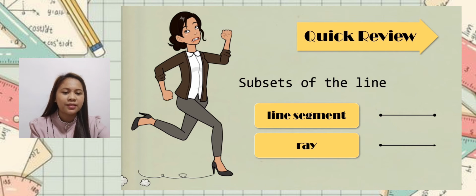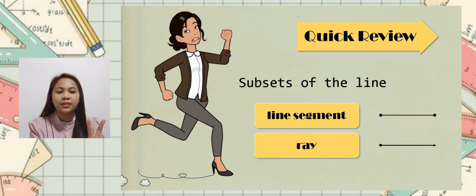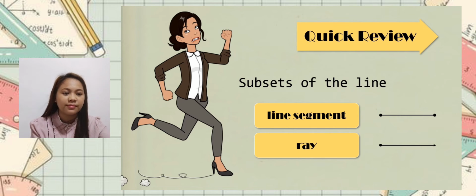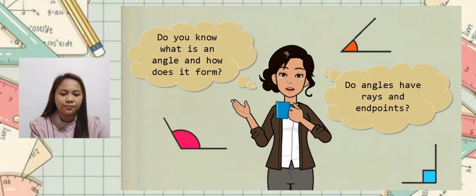Before we start with our discussion, let us have first a quick review about subsets of the line. We have two subsets of the line, which are line segment and ray. What is the difference between line segment and ray? The difference is that a segment consists of two endpoints, while a ray consists of one endpoint and a continuous endless direction.